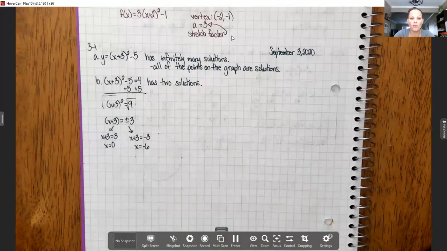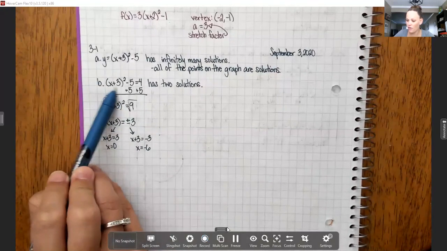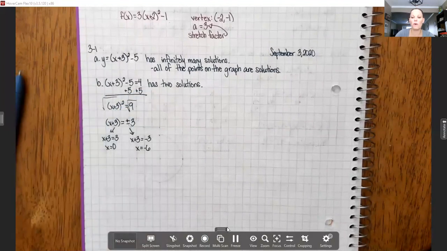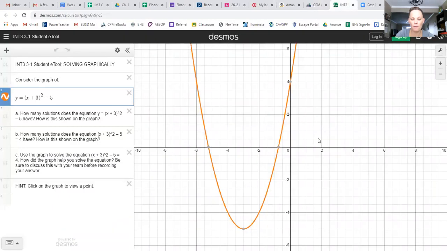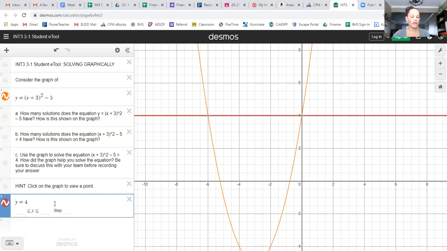So if I go back to the graph, and we'll notice on this equation here, this equation is the same as this one, except this has y and this has 4. So basically we want to know when y is equal to 4. So if I go back here, this line is y equals 4. So this line intersects the graph twice.